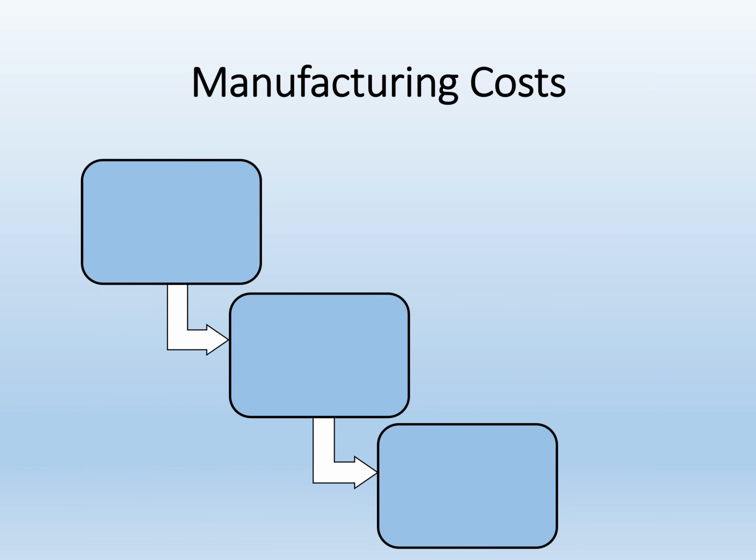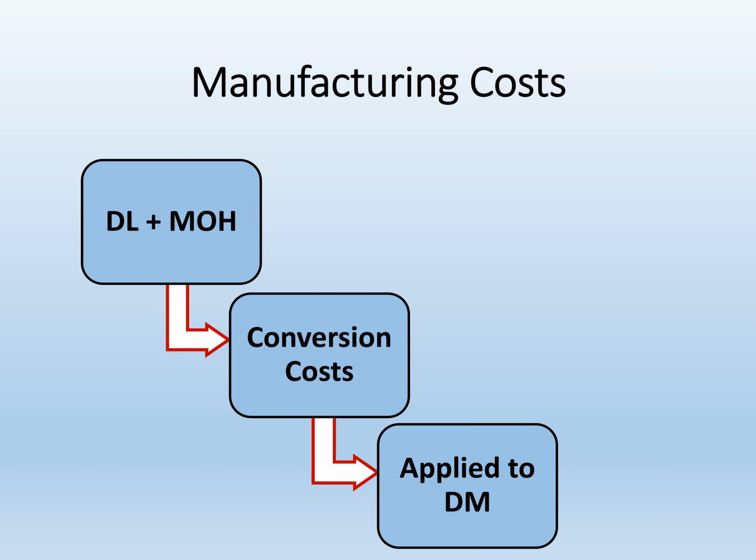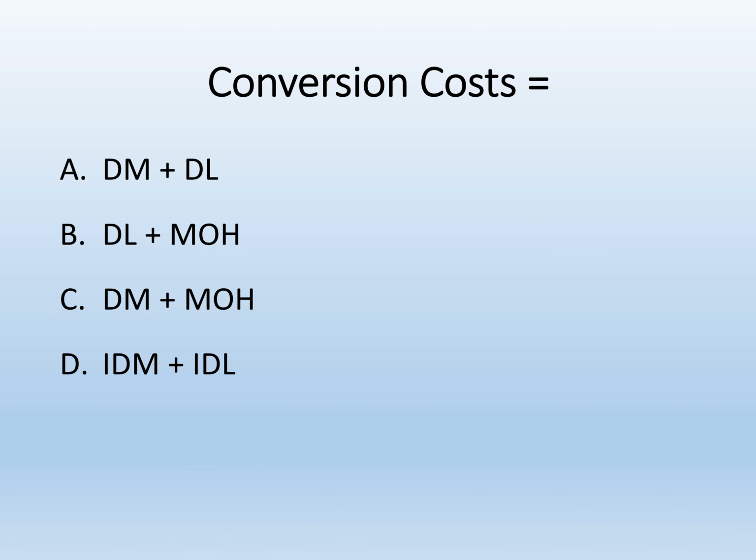Remember that for a process costing firm, direct labor and manufacturing overhead are usually combined as conversion costs. And these conversion costs are applied to the direct materials that the firm works on. So, which of these is the correct formula for conversion costs? That's right. Conversion costs are direct labor plus manufacturing overhead.